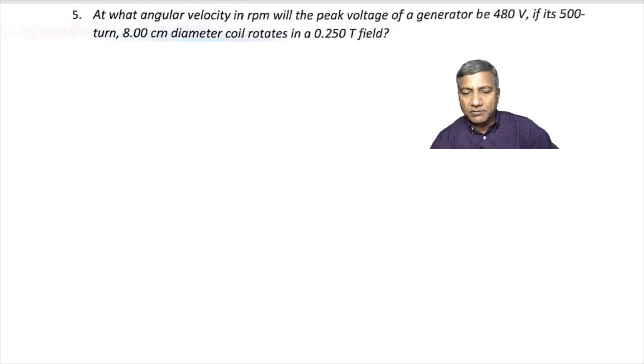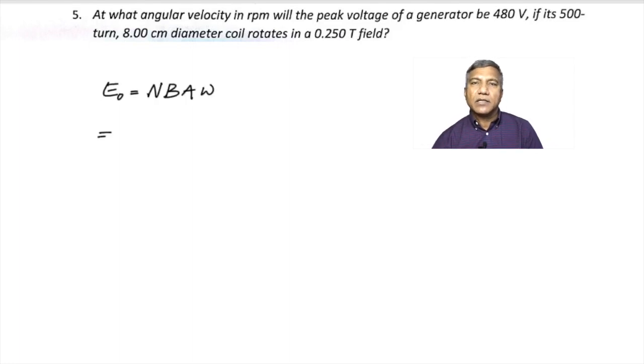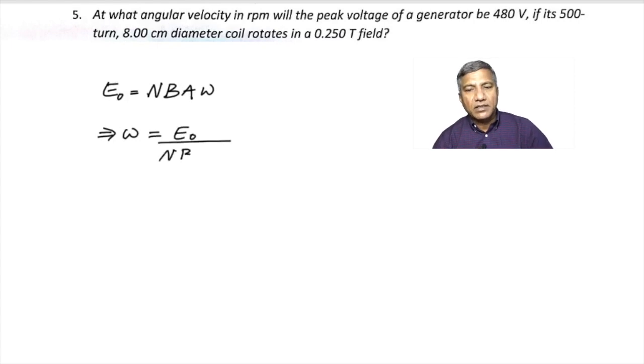Now this question number 5 also deals with a generator. It says at what angular velocity in RPM will the peak voltage of a generator be 480 volt if the number of turns, the diameter, and the strength of the field are given. This is a direct application of the same formula, except that we are asked to find omega. So let's do it. E naught is N B A omega.